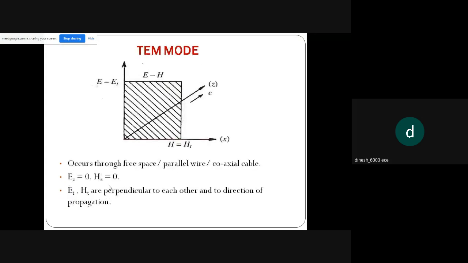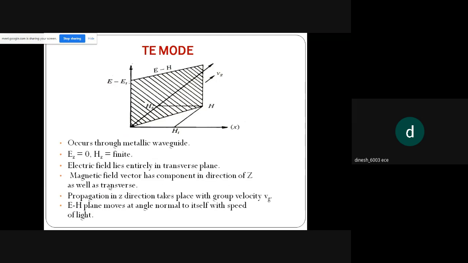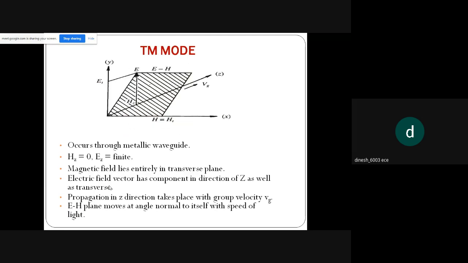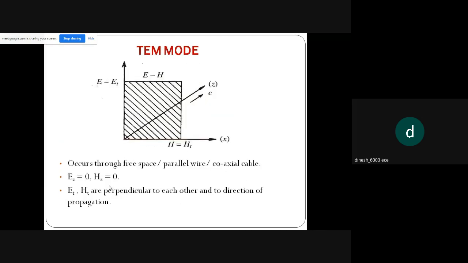So the TE mode will have Ez equal to 0, and the TM mode will have Hz equal to 0. When we combine them for TEM mode, Ez is equal to 0 and Hz is equal to 0. So this occurs through free space, parallel wire or coaxial cables. Since Et and Ht are perpendicular to each other and to the direction of propagation, the electromagnetic wave will propagate through superimposition of E plane and H plane together.